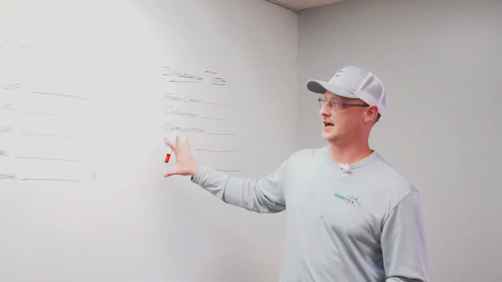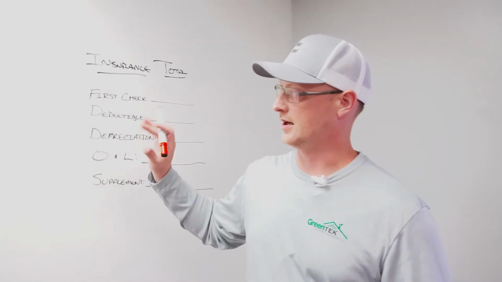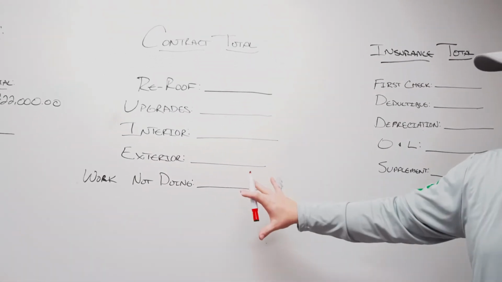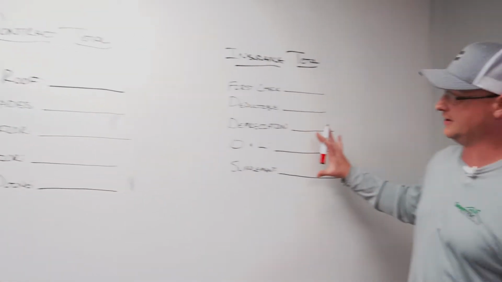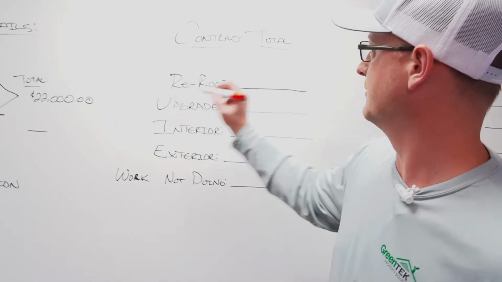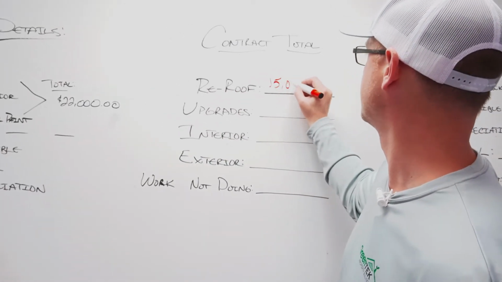And so this is what our contract at the bottom is going to look like. We're going to have a quick summary as far as what we're doing, what we're not doing. Then we're just going to have a quick breakdown on where the checks are coming from. So let's start filling in what we know. We know the re-roof is $15,000.